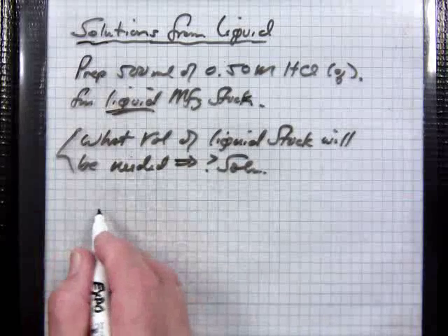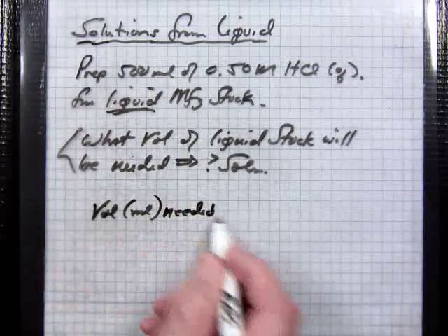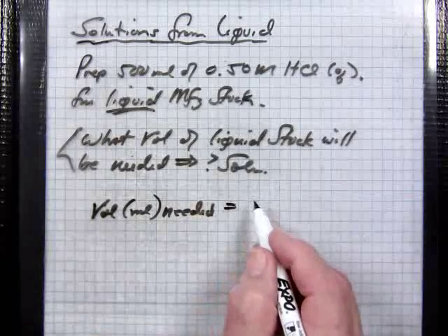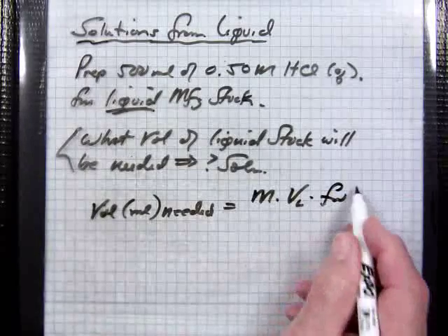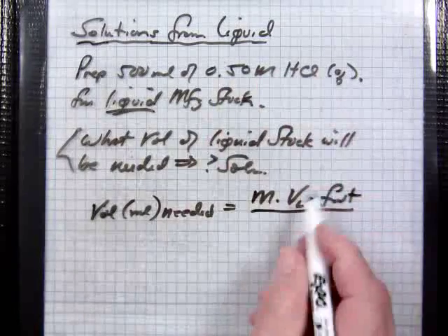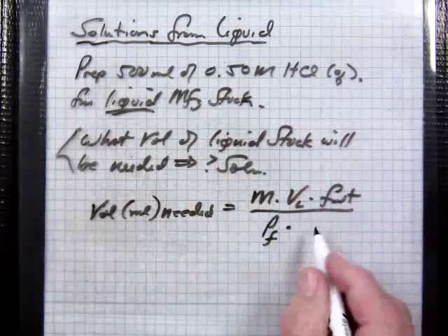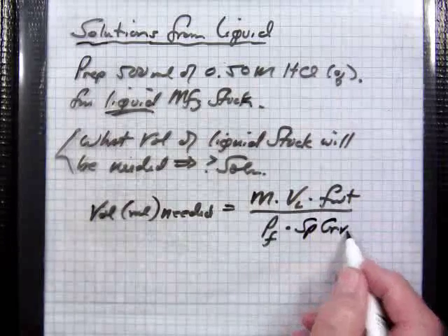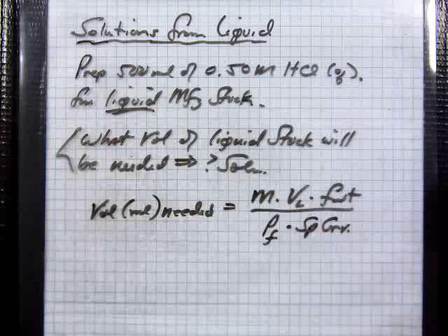You can calculate that volume in milliliters needed. It is the same formula except divide by specific gravity. Molarity times volume in liters times formula weight of the solute, that'll be HCl, I'm showing you up here, times purity factor, that's the concentration of acid in the solution, divided by specific gravity. Now, specific gravity is equal to the density of that stock solution if it's in water, because specific gravity is a mass per unit volume.